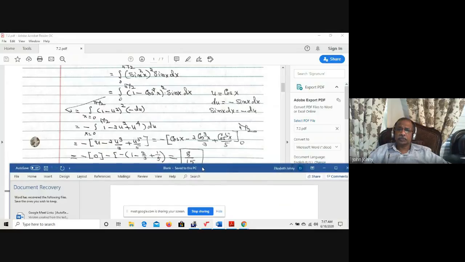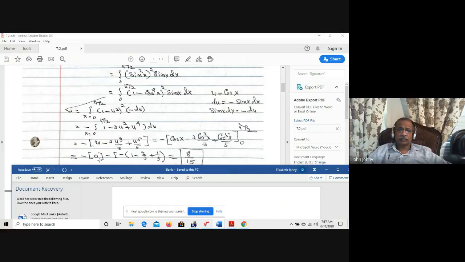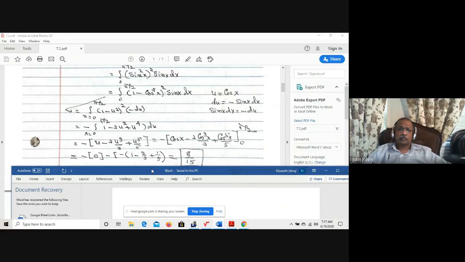So substitute the limits. Cosine pi over 2 is 0. So when you substitute, you have negative 0 minus negative cos 0, and cos 0 is 1. So this is 1 minus 2/3 plus 1/5. Simplify, you get 8 over 15. And so the answer is 8 over 15.